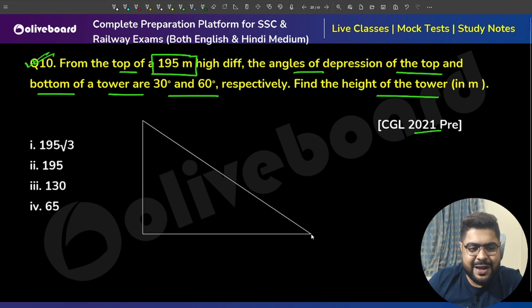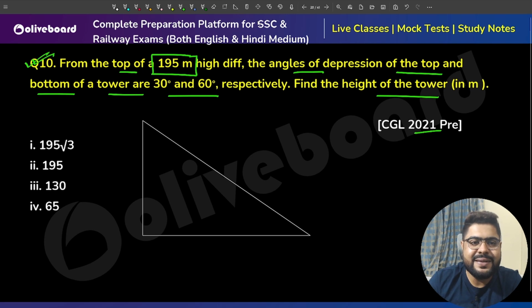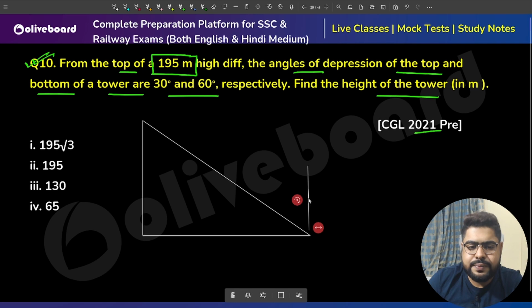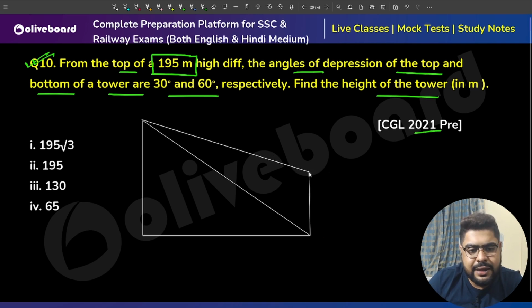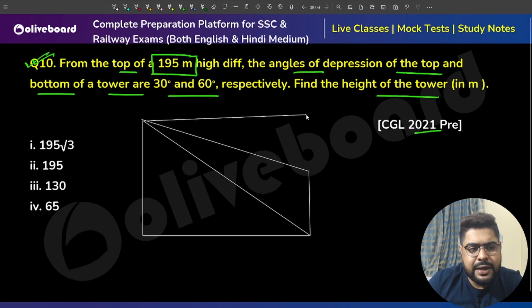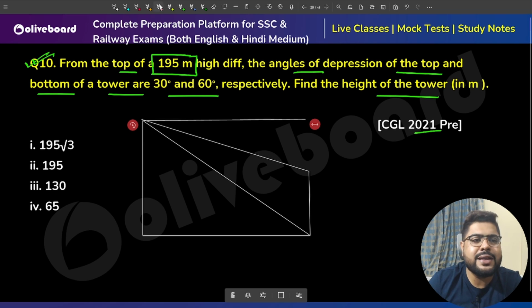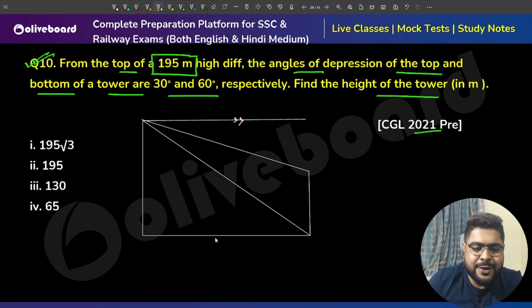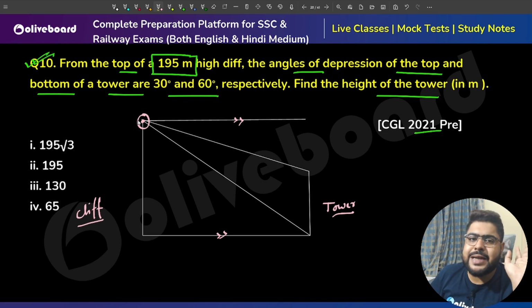Here I can use this diagram, hopefully. So again, this is the tower, sir, and this is the angle of depression. For that, to be politically correct, I need the horizontal. So this is actually parallel to this. This is your cliff, sir, and this is your tower, sir. So from the top of the cliff, I'm the observer, standing here.